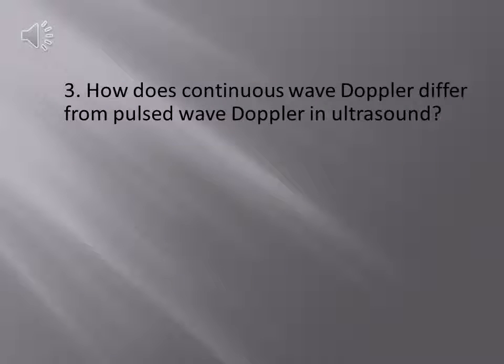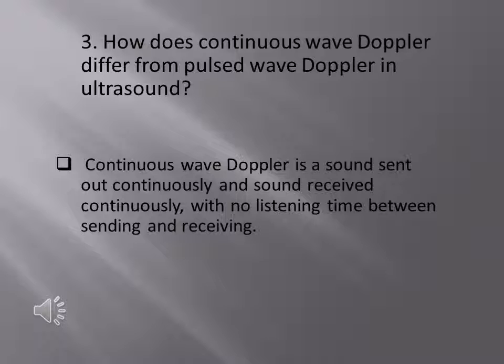Question number 3. How does continuous wave Doppler differ from pulse wave Doppler in ultrasound? The correct answer is continuous wave Doppler is a sound sent out continuously and sound received continuously, with no listening time in between sending and receiving.